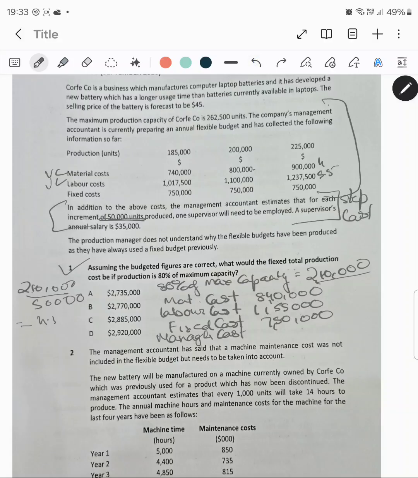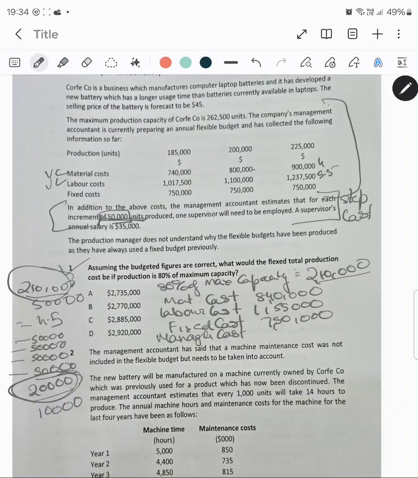It is written that for every 50,000 of increment it would hire one manager. Out of this 2 lakh 10, I am able to get exactly 50,000 four times: 1, 2, 3, 4, 50,000, 50,000, 50,000 and 50,000. This total would come out to be 2 lakh. But what about the 10,000? It is exceeding by 10,000.